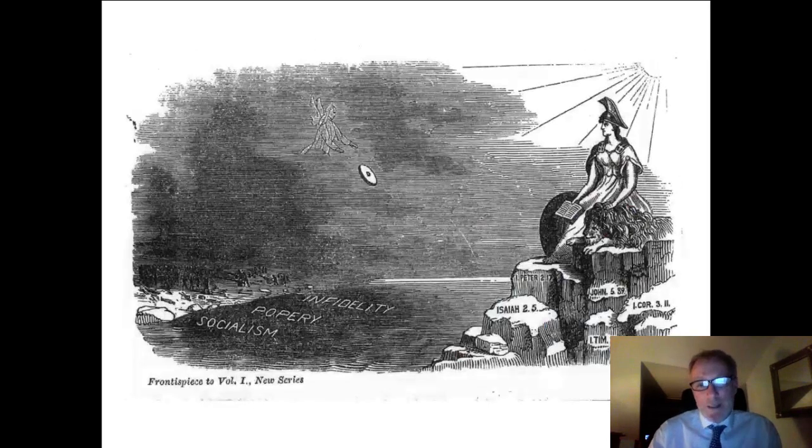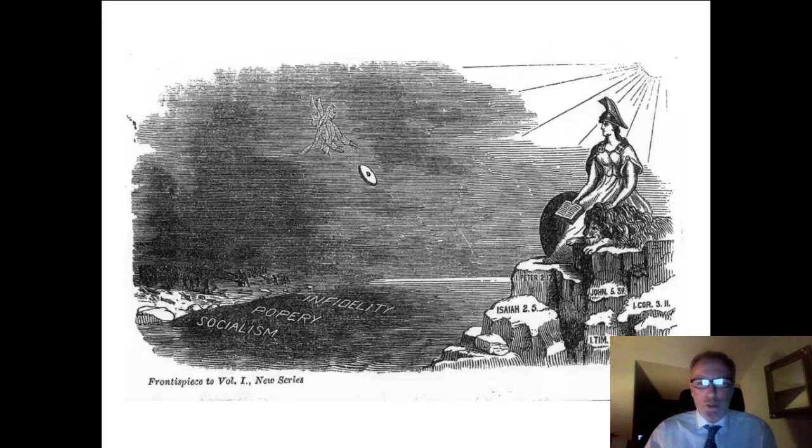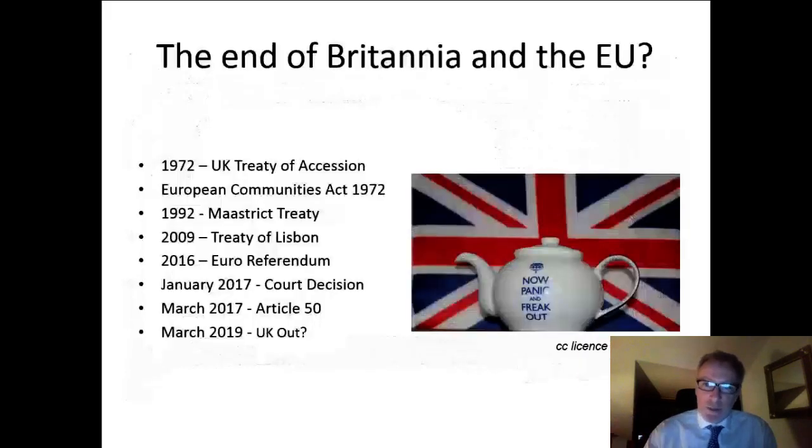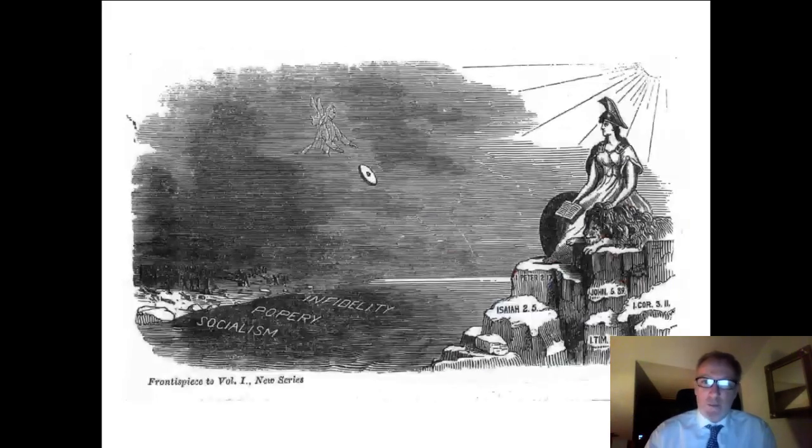Now, the UK had always had this sort of slightly ambivalent attitude. This is a thing from the turn of the last century, looking at infidelity, popery and socialism or something. There's Britannia sitting there proudly with lots of morally high-sounding quotes from the Bible right next to her. And we'd always had this sort of aloofness, so it's no surprise that the UK voted to leave.